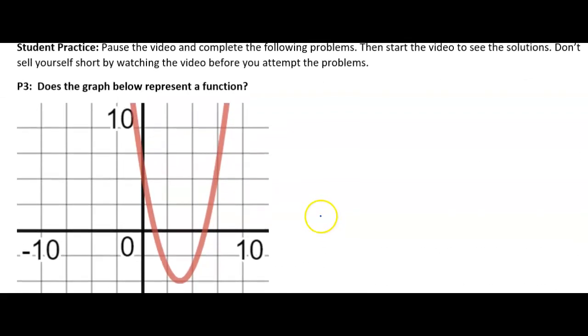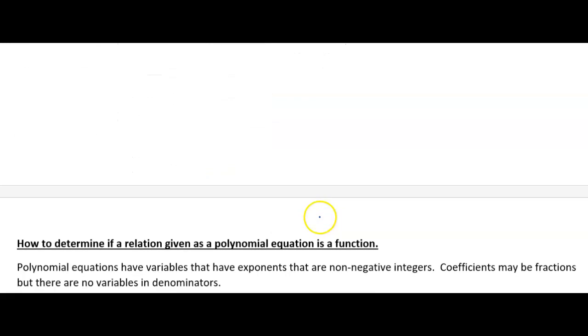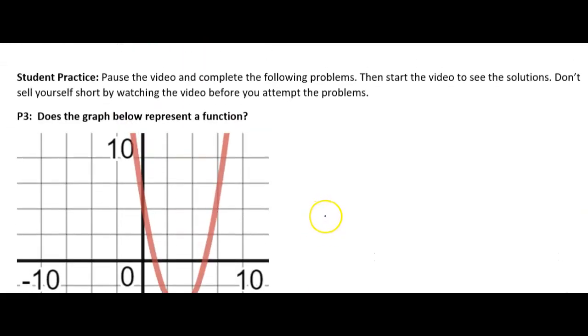So I want you to try the next two examples. There's two. Try 3 and 4 and tell me which one's a function, or if they're both functions, or if they're both not functions. Stop the video and come back.